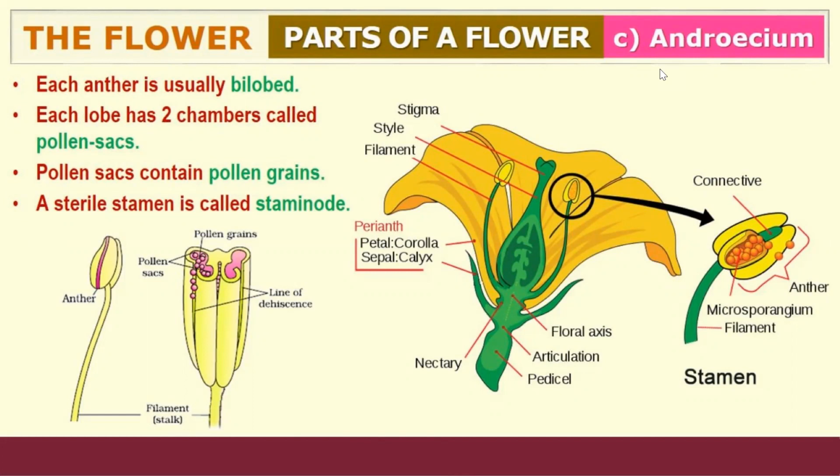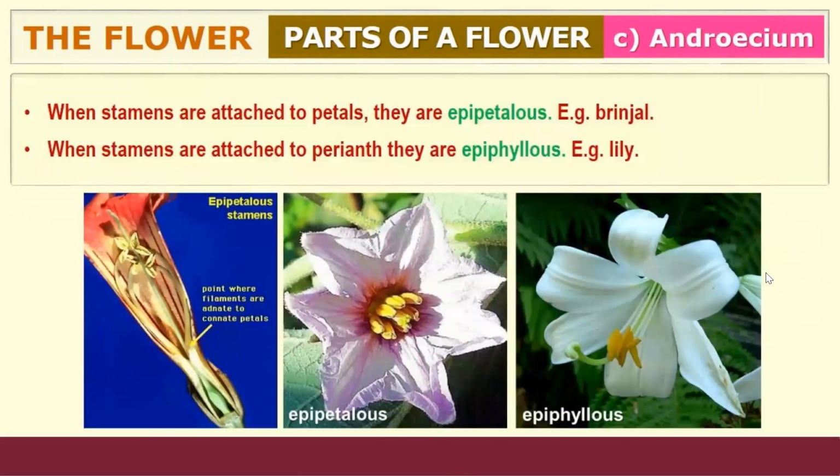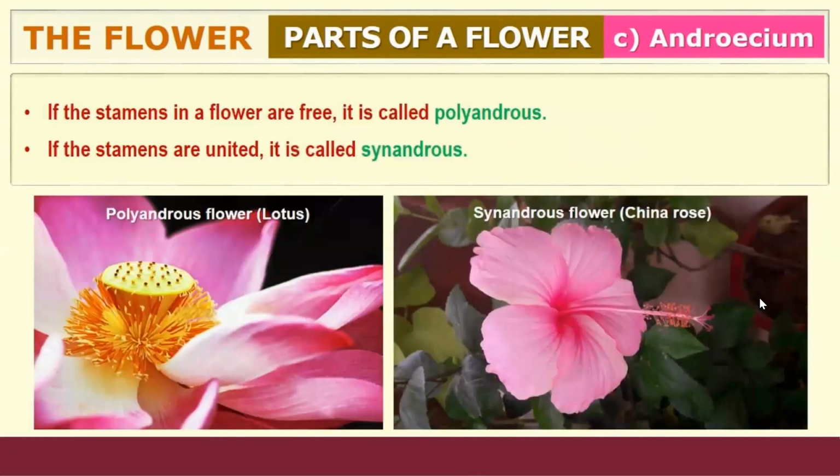A sterile stamen is called a staminode. When stamens are attached to petals, they are known as epipetalous. And when stamens are attached to the perianth, like in lily, it is known as epiphyllous. If the stamens in a flower are free, it is known as polyandrous. For example, you can see it in the lotus.